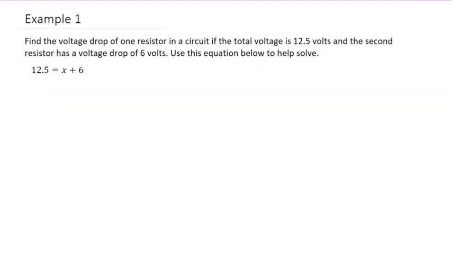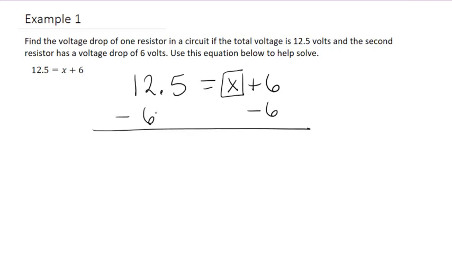Example 1. Find the voltage drop of one resistor in a circuit if the total voltage is 12.5 volts and the second resistor has a voltage drop of 6 volts. Use this equation below to help solve. So now we have 12.5 is equal to x plus 6. So we want this variable on its own, so we're going to go ahead and subtract 6. And we're going to do it to both sides, as whatever we do to one side, we'll do to the other. So then we're just left with x, as this becomes 0.